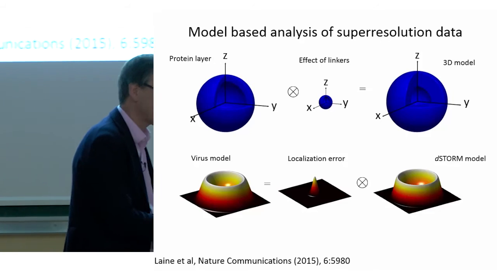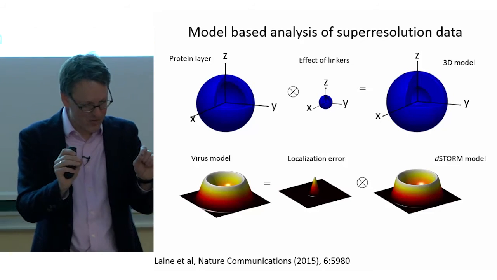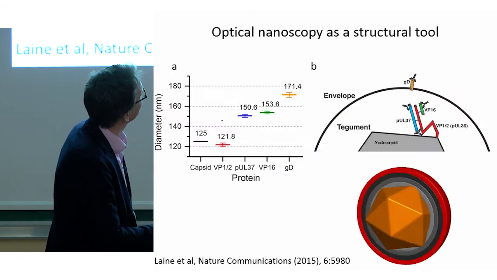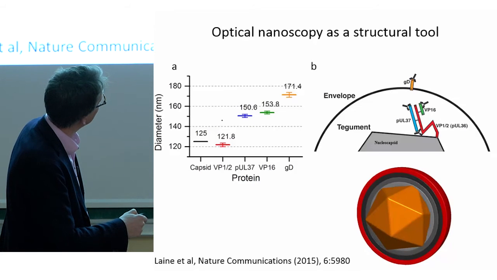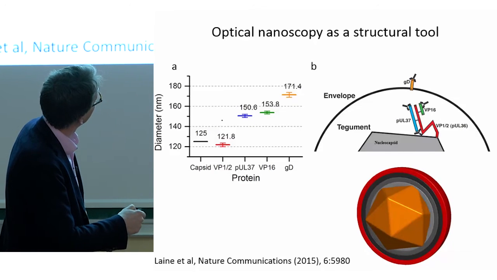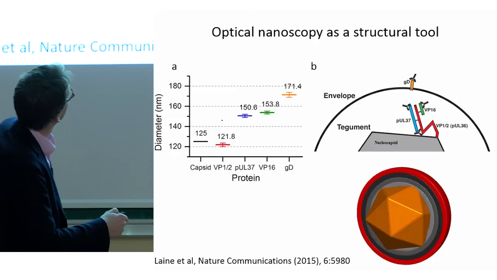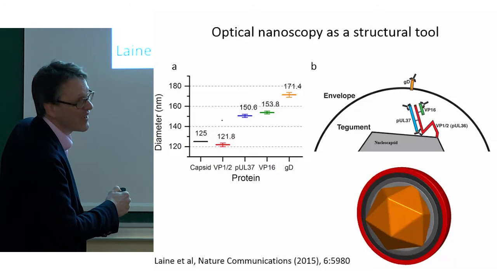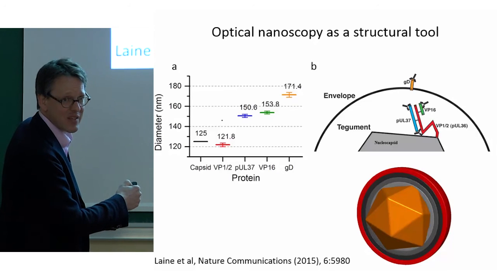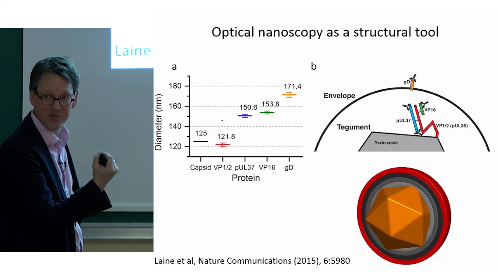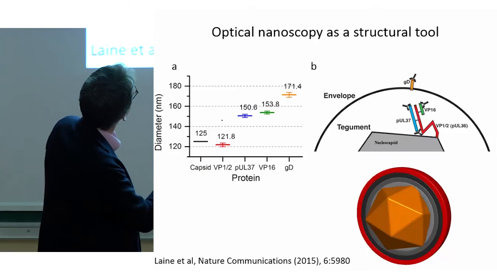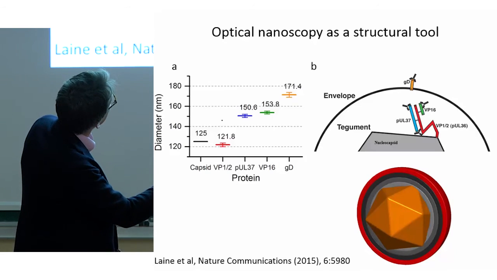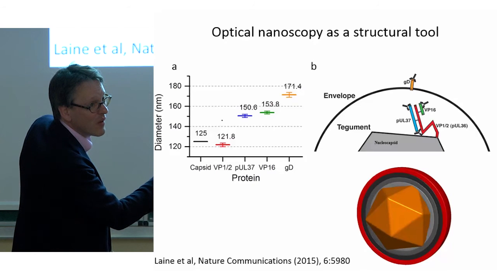And by averaging lots and lots of these particles, we can say with high precision where proteins are located. So for example, if I take this protein here, this red one, and I label it at certain places, then on average, if I take thousands of particles, I will say that its radius is 121.8 nanometers from the center of mass of the particle. This blue one here is 150.6. The green one is 153.8, and this envelope protein at 171.4.